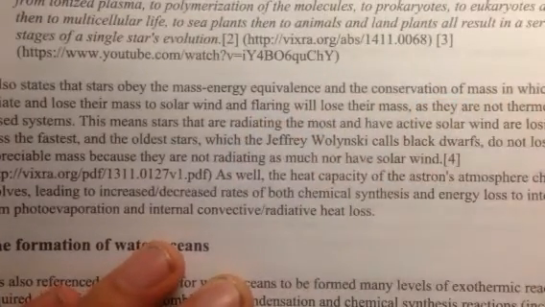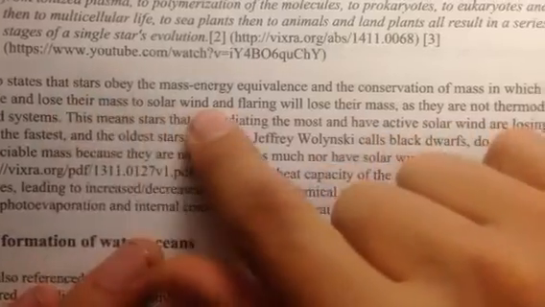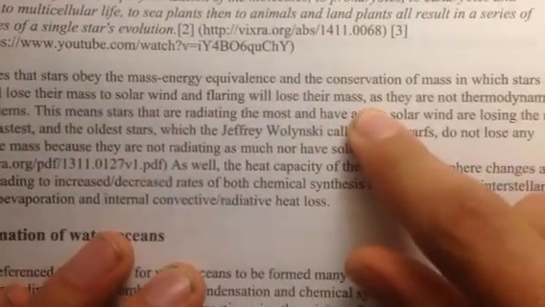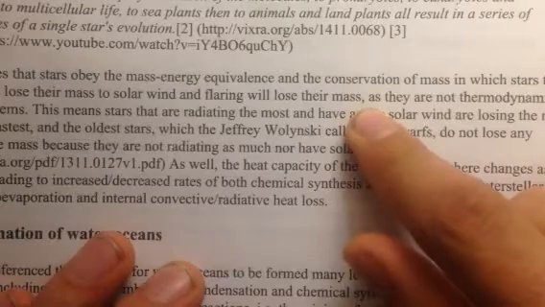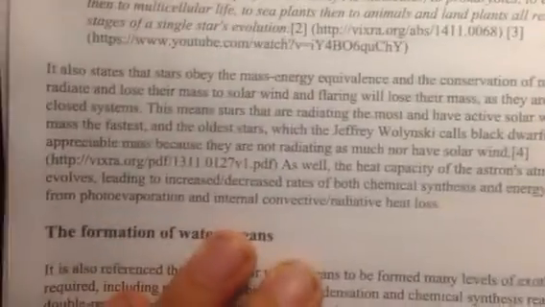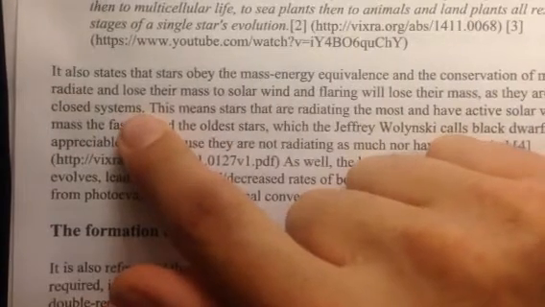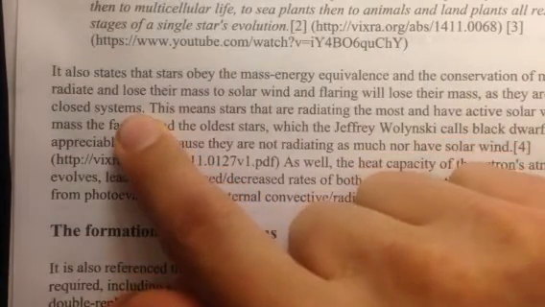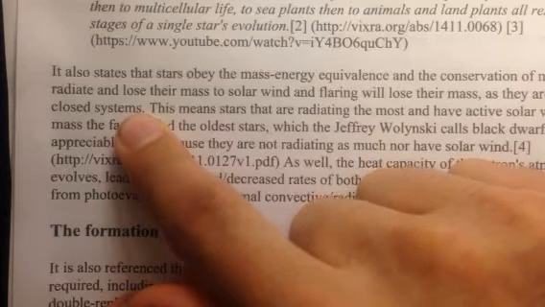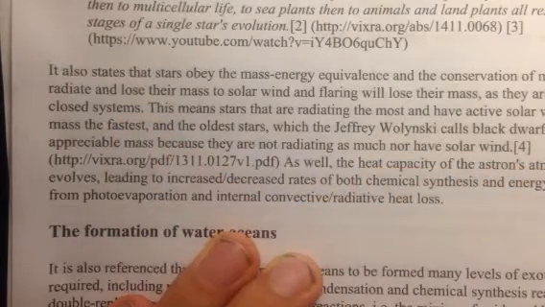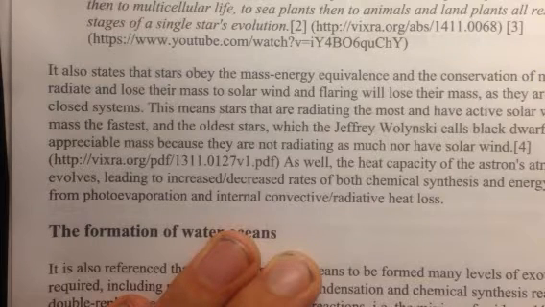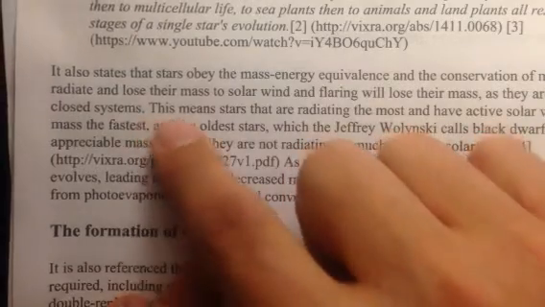It also states that stars obey the mass-energy equivalence and the conservation of mass, in which stars that radiate and lose their mass to solar wind and flaring will lose their mass. I overview this in the mass loss principle, as they are not thermodynamically closed systems. A lot of mathematicians like to make perfect math models where everything obeys the math formula. But the more correct the math is, the less it has to do with reality. So their math is really correct, meaning that there's a lot wrong with it, to say the least.